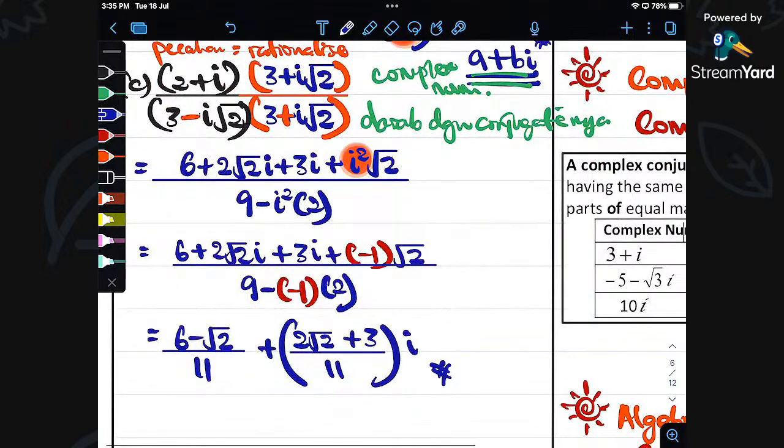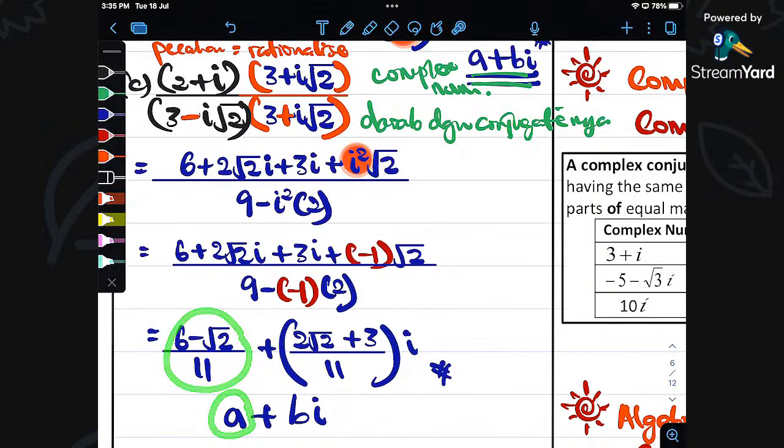So again, as I said, the answer must be in the form of complex number. Make sure you have the imaginary numbers and also make sure you have the real number. So you have this real number.